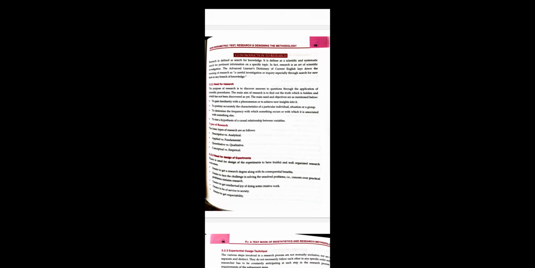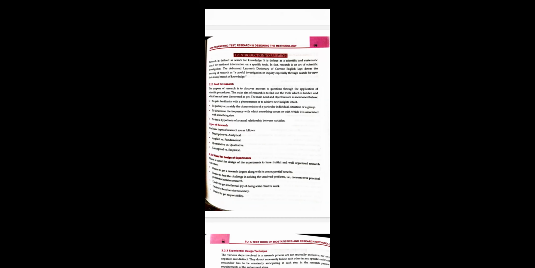Third one is decide to get intellectual property, the intellectual joy of creating some creative work. Fourth one is decide to be helpful, to serve the society. Fifth one is decide to get respectability.